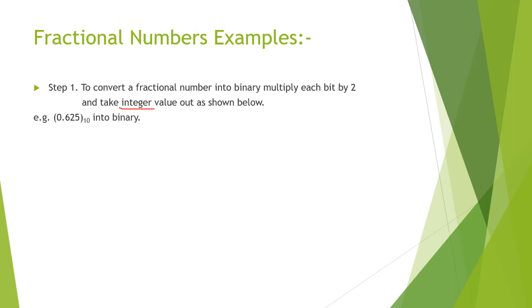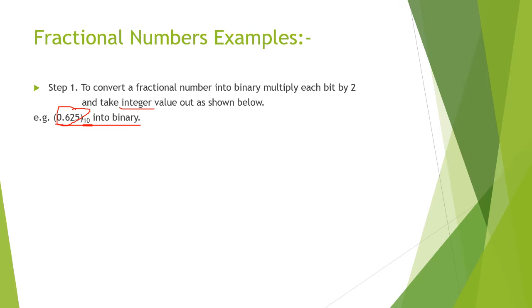Okay. So let us take one example. 0.625. This is the fractional number 0.625, which is in decimal. Here 10 is written, so this is the decimal number. We have to convert it into its equivalent binary.